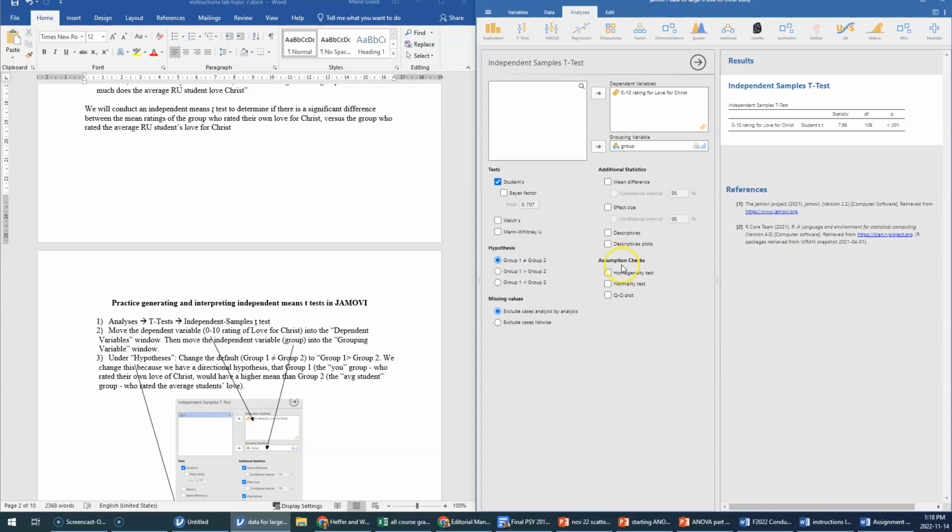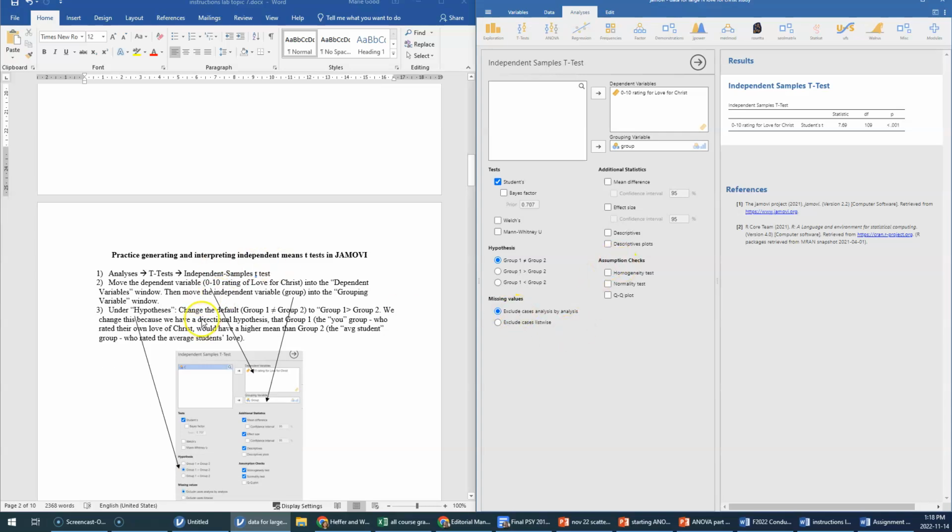We're going to click just a few things. The most important thing to make sure you get right is under the hypothesis window. This is where you tell Jamovi whether your hypothesis was directional or non-directional, and if it was directional, in what way. The default is to leave it at non-directional, right? Just that group 1's mean is not equal to group 2. That's not what we're doing. We do have a directional hypothesis.